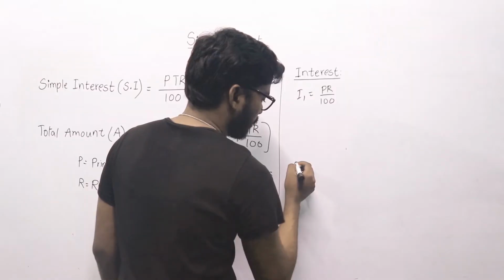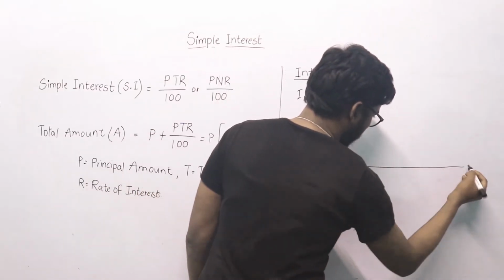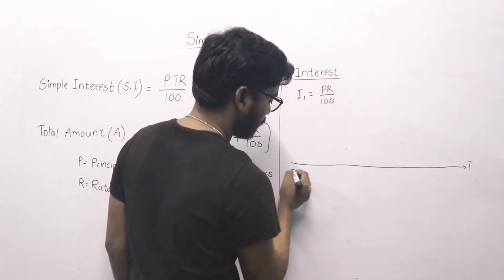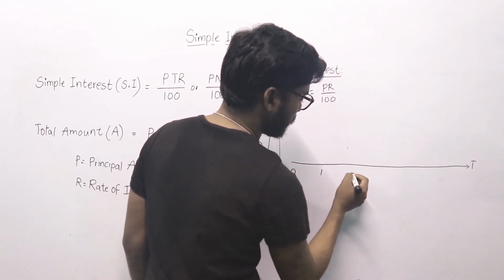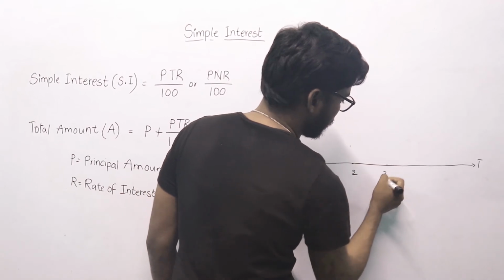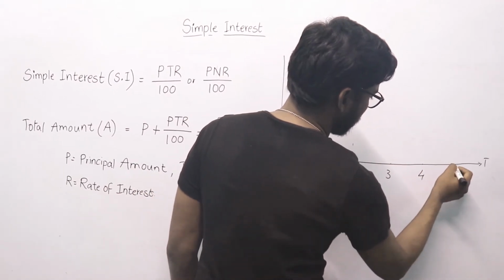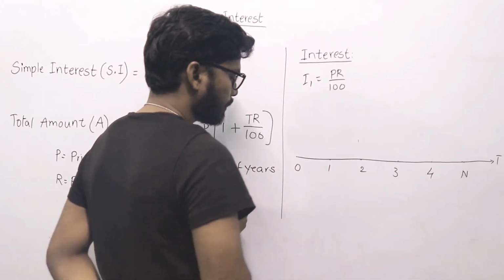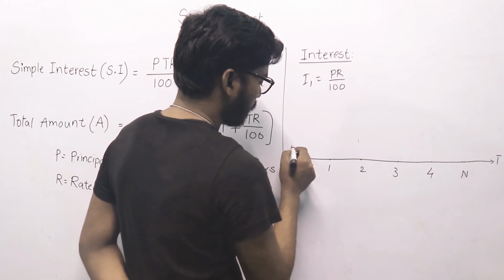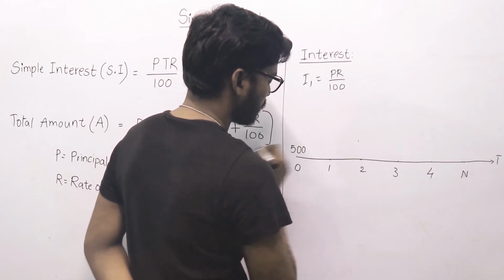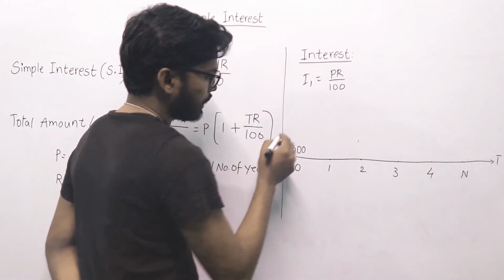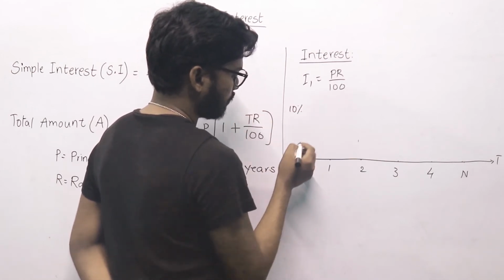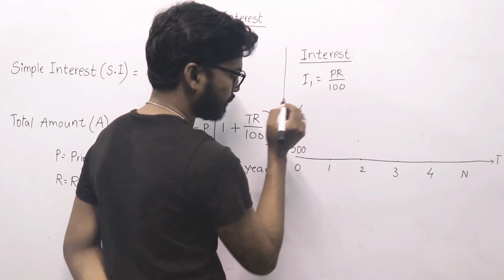Now let us see this timeline. This is a timeline, from 0 to the first year, second year, third, fourth, and so on, up to the nth year, and the timeline continues. In the first year I have taken, let us suppose, 500 rupees, and the interest rate is 10%. So this is the principal amount, and this is the rate of interest.